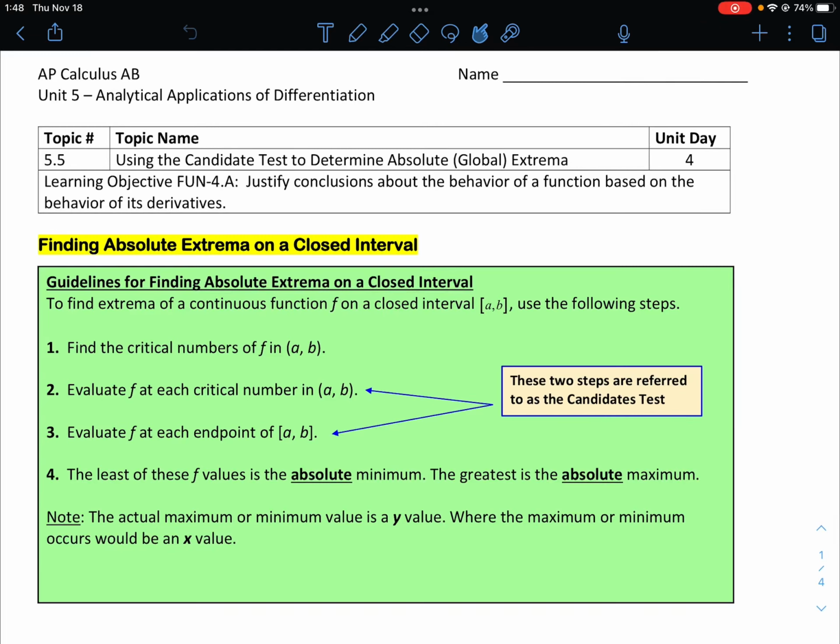Hey there everyone, welcome back to our investigation in Unit 5, Analytical Applications of Differentiation. Today we're going to talk about using the candidate test to determine absolute or global extrema.